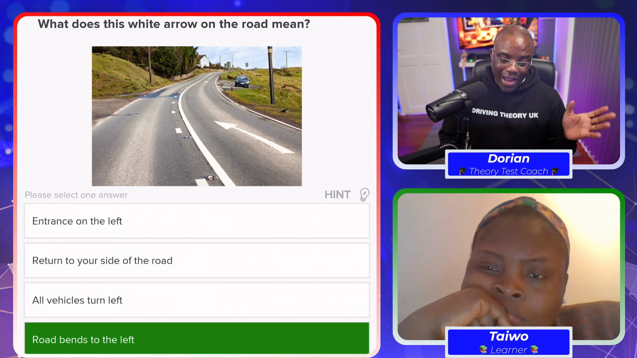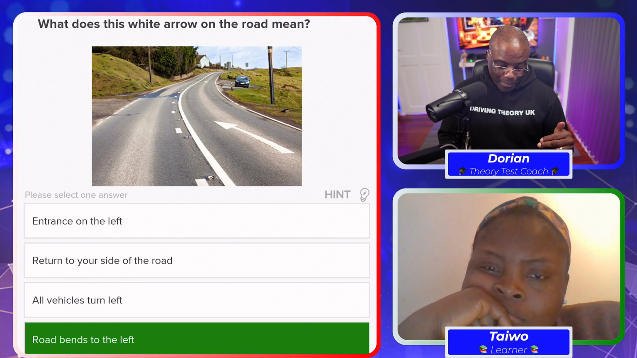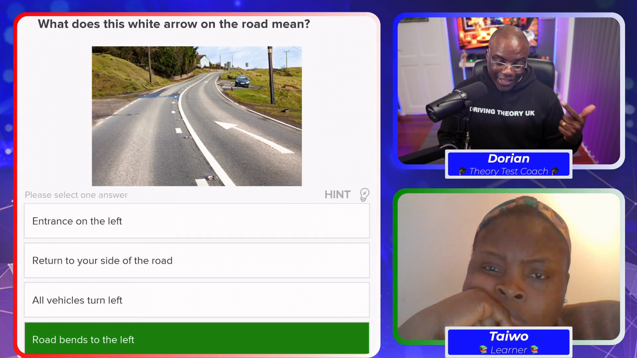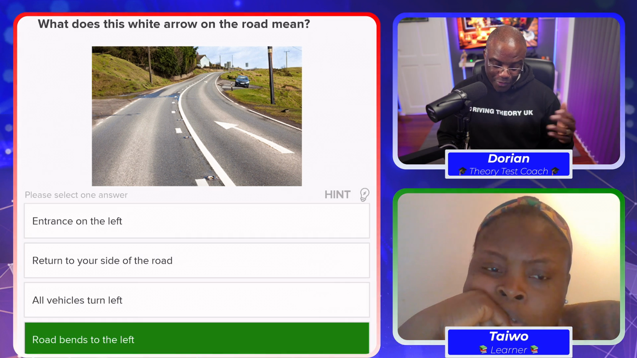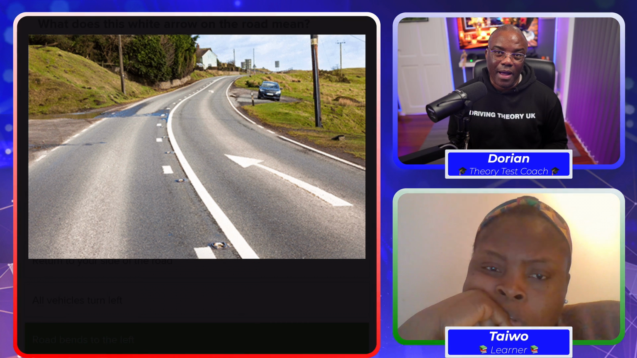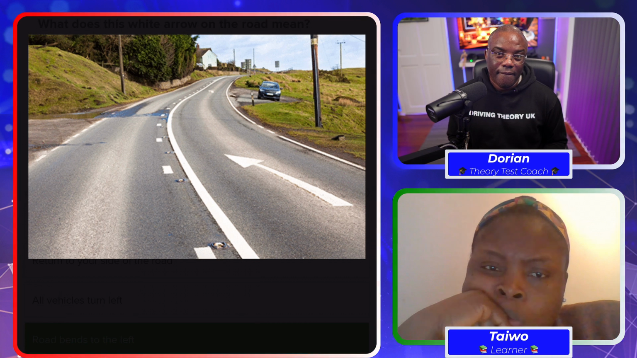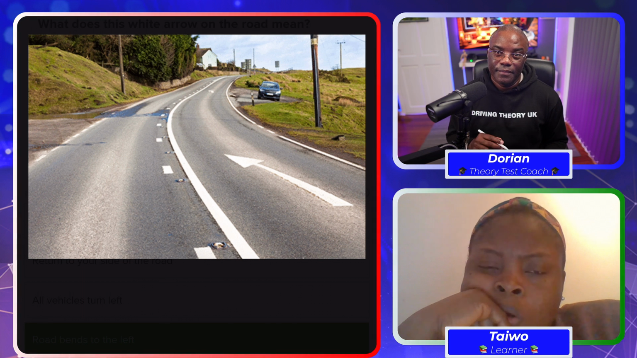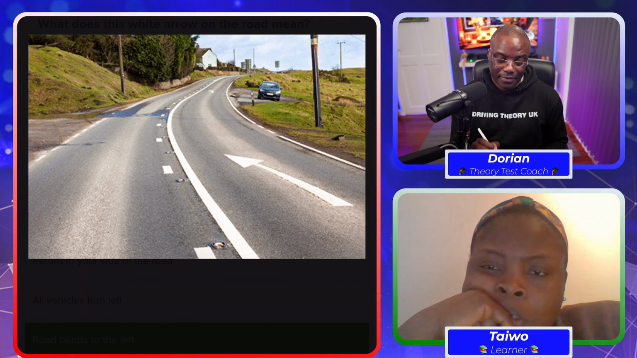What does the white arrow on the road mean? You were between "entrance on the left" at first and then "return to your side of the road." And for some reason, you went with the bend to the left. If you look at the image, the road bends to the right. Is it right? Yeah, the road's bending to the right. It's not bending left.